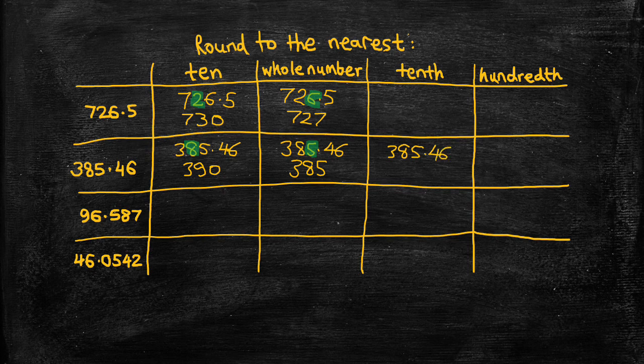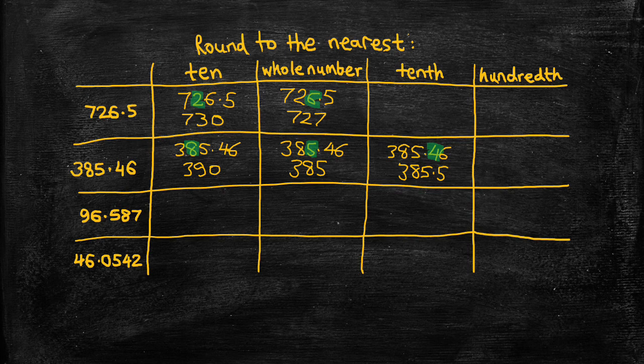Okay, next one, let's round that same number to the nearest tenth. We're going to look at this 4 and ask ourselves whether to leave it as a 4 or round it up to a 5. To do that, we look at the next digit over, it's a 6, so it's 5 or higher, so we round the 4 up to a 5. 385.5.